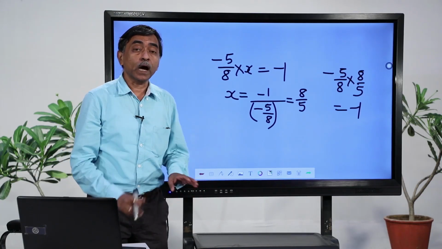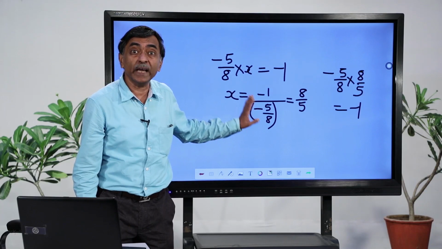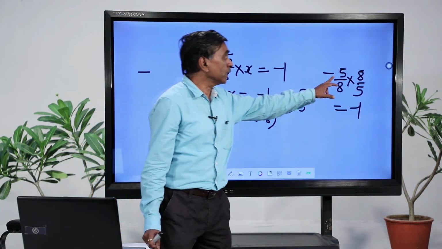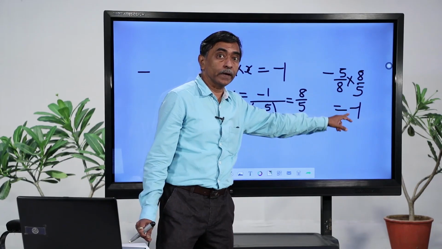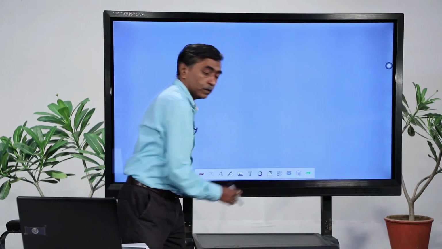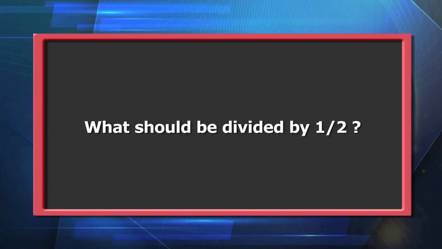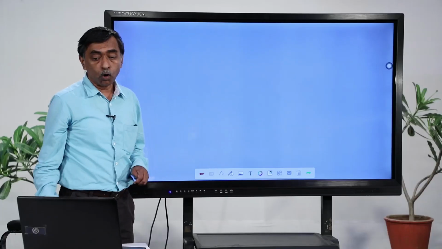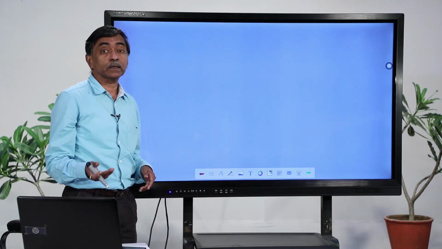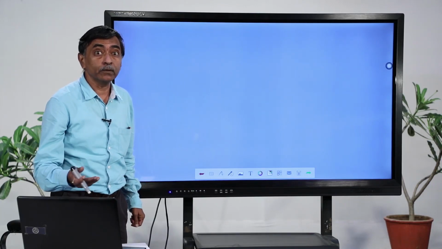And then of course, after establishing this, try to check whether your answer is correct or not. So, I have checked it, I have multiplied minus 5 by 8 by 8 by 5, and you know the multiplication process, you get minus 1 here. The next one in this series is what should be divided by 1 by 2 to obtain the greatest negative integer. Look at the term here, greatest negative integer.